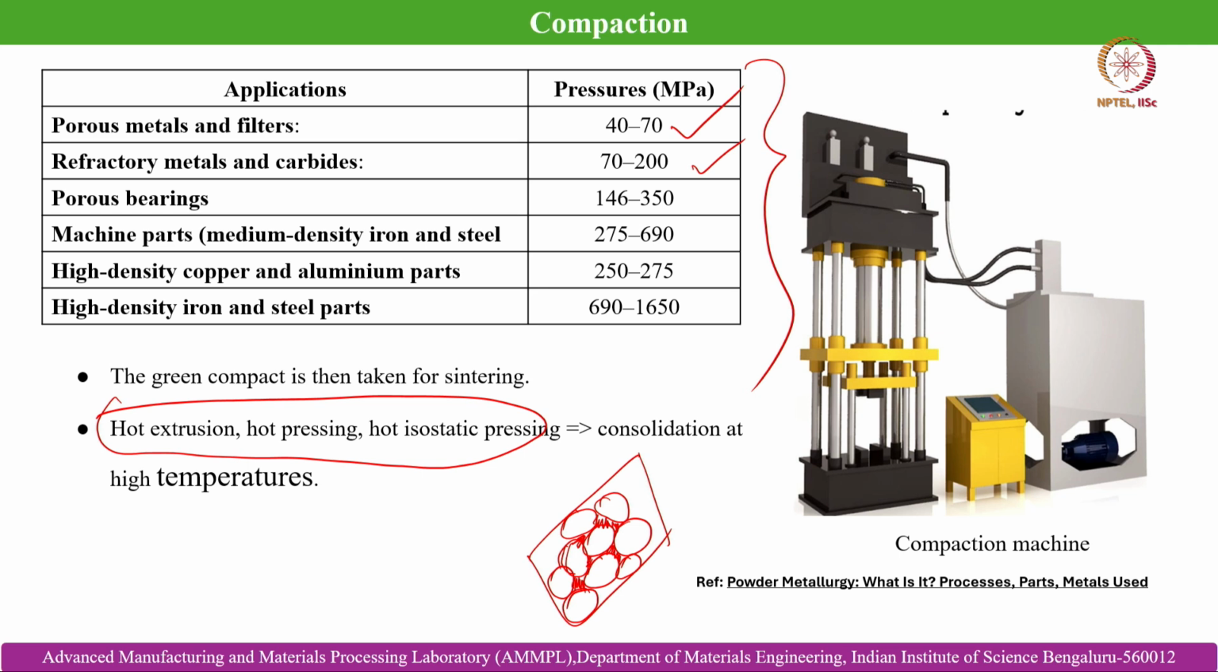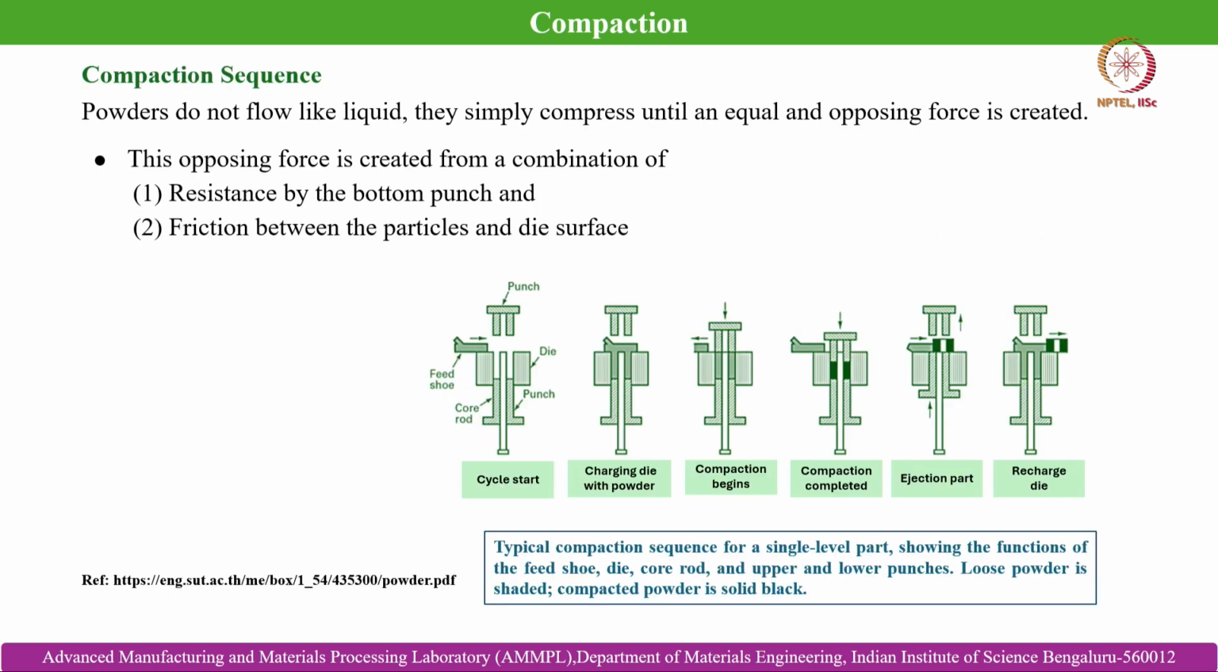So, this is a typical example of a compaction machine, which we can utilize for uniaxial compaction. Okay. So, the compaction sequence. The powders do not flow like liquid because they simply compress until an equal and opposing force is created. This opposing force is created from a combination of resistance by the bottom punch and friction between the particles and the die surface. Okay.